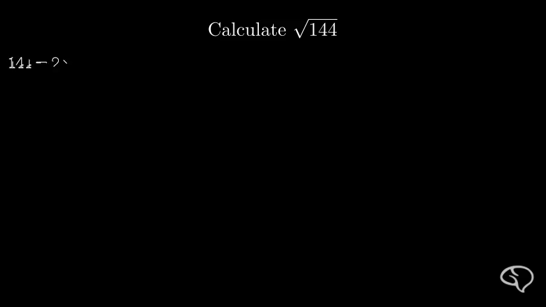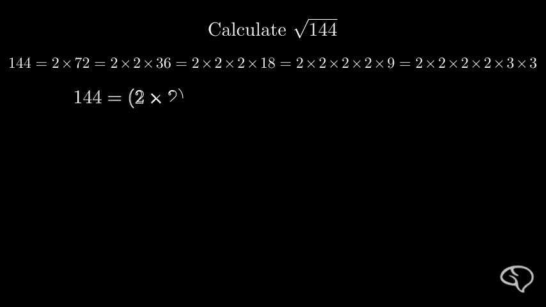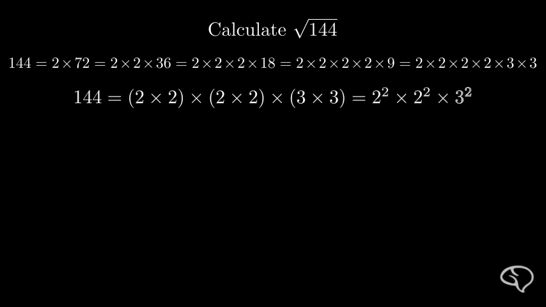First, we find the prime factors of 144. We can divide by 2 to get 72, divide by 2 again to get 36, and so on. The prime factorization of 144 is 2 times 2 times 2 times 2 times 3 times 3. Next, we group the prime factors into pairs. We have 2 pairs of 2's and 1 pair of 3's. We can rewrite this as 2 squared times 2 squared times 3 squared.